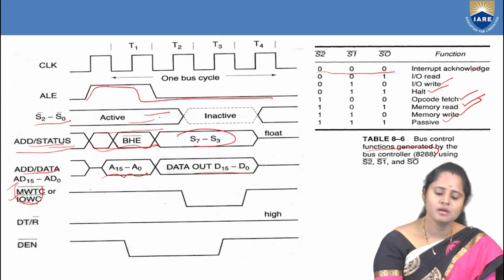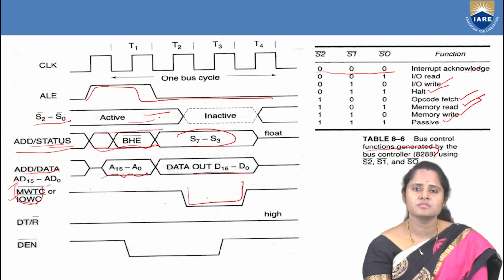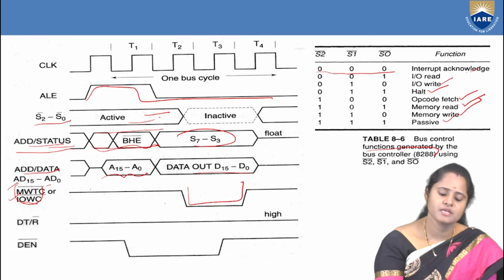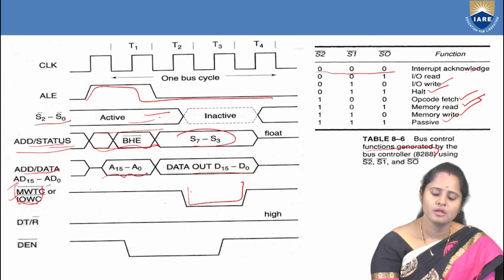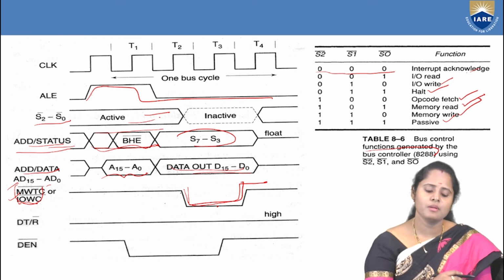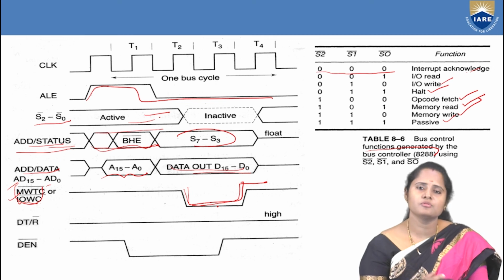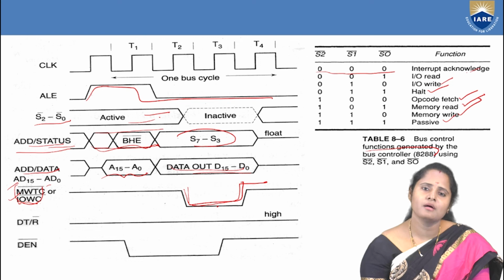Whenever memory write control bar is equal to 0, then the data is processed using memory operations. And IOWC is nothing but input output write control. So IO write also is an active low pin. Whenever this pin is equal to low, the data which is present at that time period will be accessed. So this is how memory write control and IO write control work. Similarly, you can also go for the read operation. There also we have memory read control and IO read control.